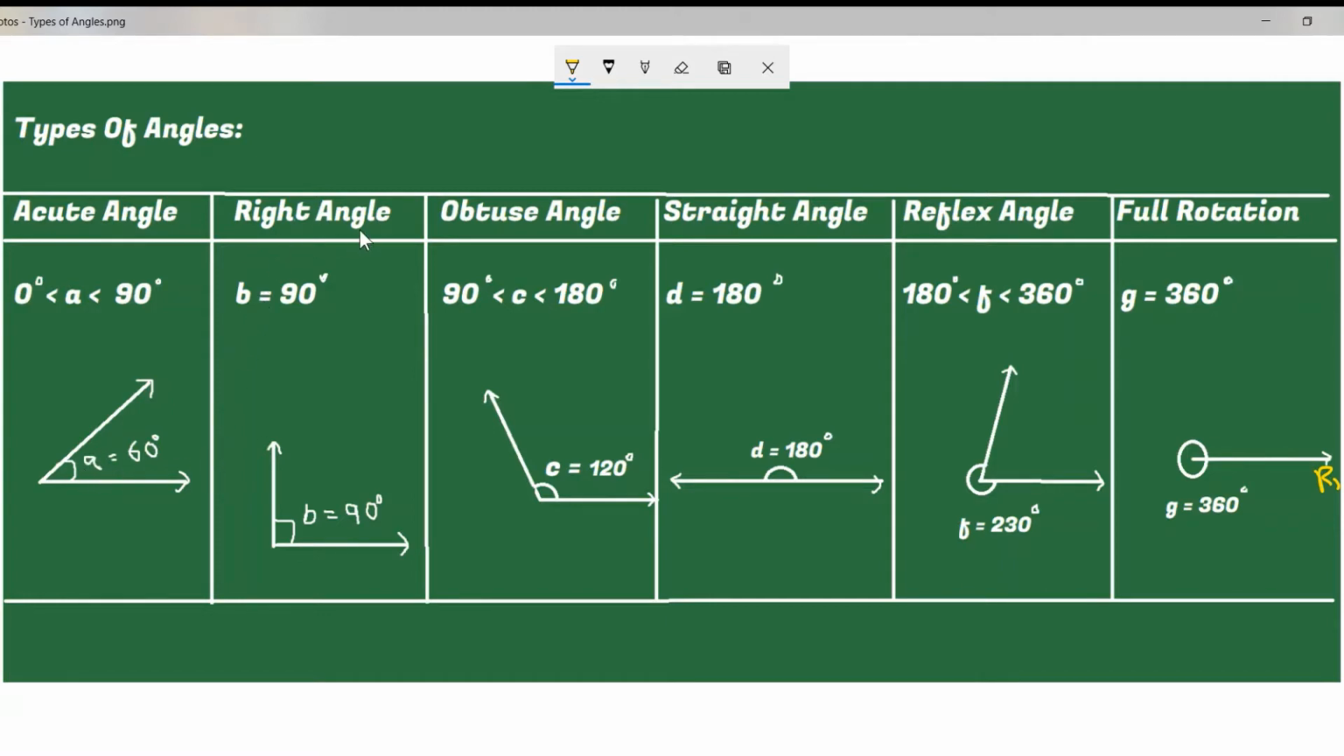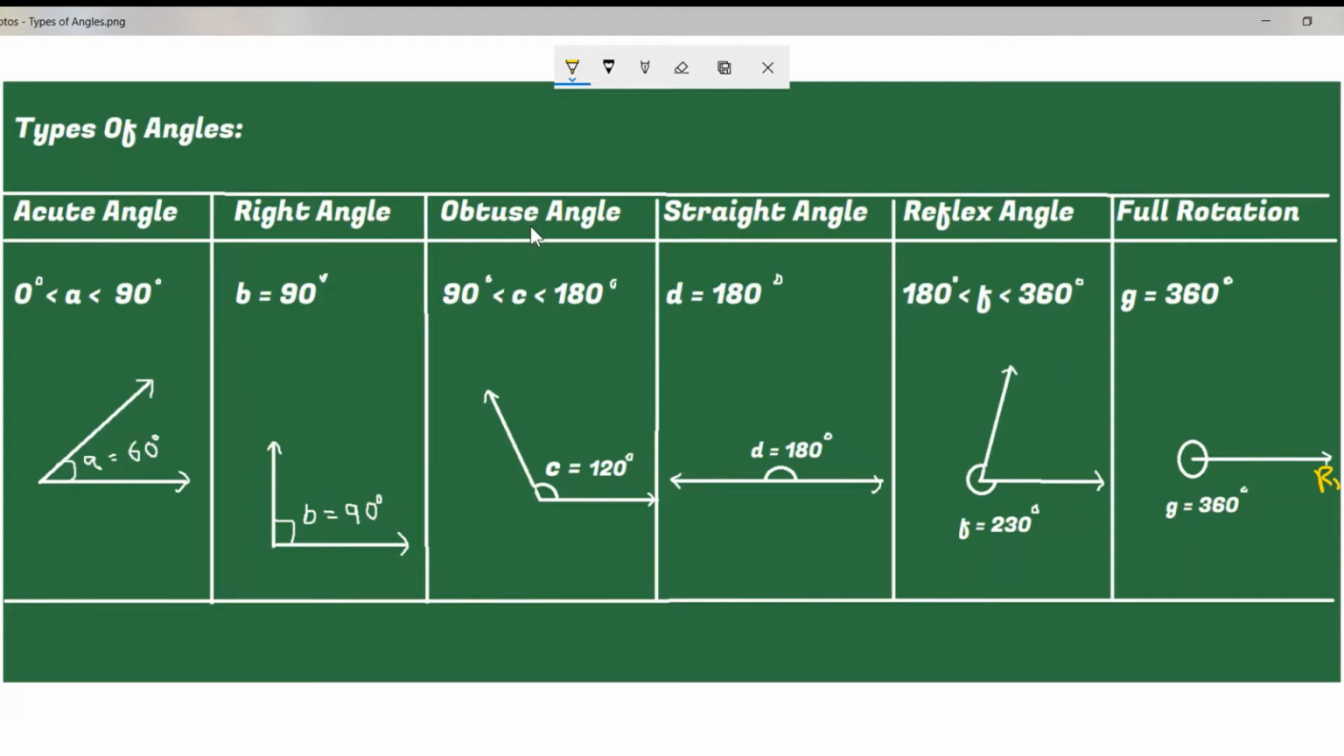Next is right angle. Right angle measurement would be 90 degrees. Here you can see ray 1 is exactly perpendicular to ray 2. If one ray is exactly perpendicular to ray 2, then the angle formed by these two rays is called the right angle, which would be equal to 90 degrees. So B is a right angle.